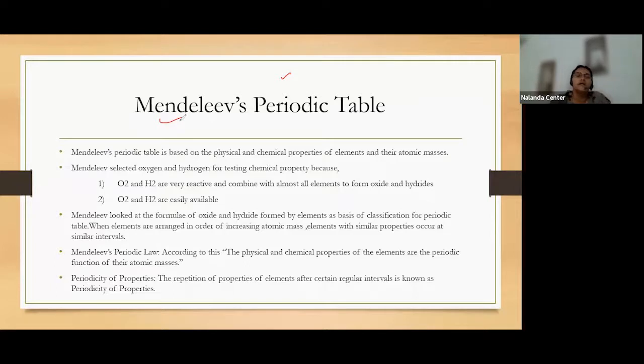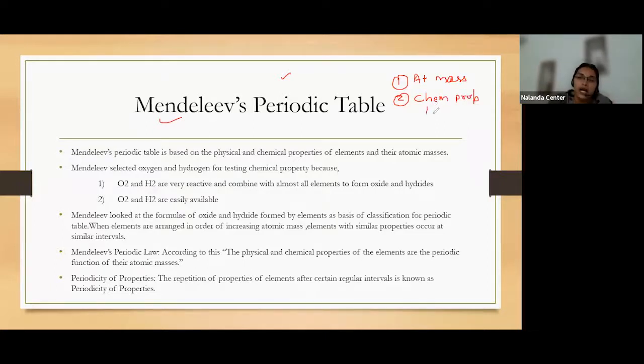All right, so the classification in Mendeleev's periodic table was based on two things. One is the atomic mass. What is the second thing? The second thing is the chemical property.